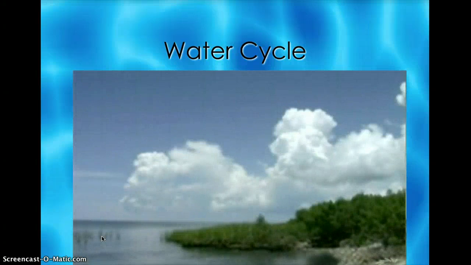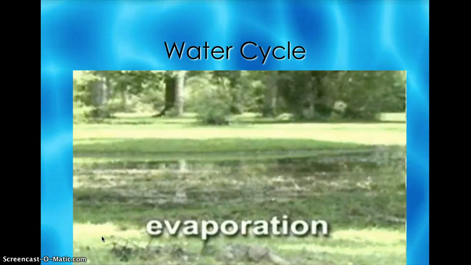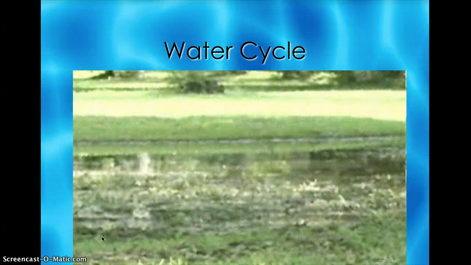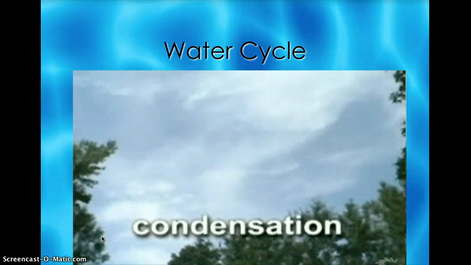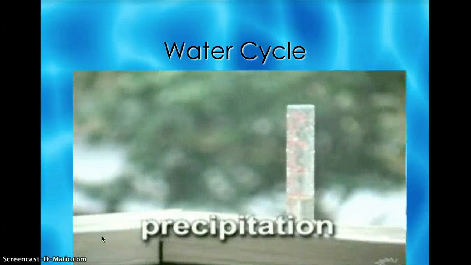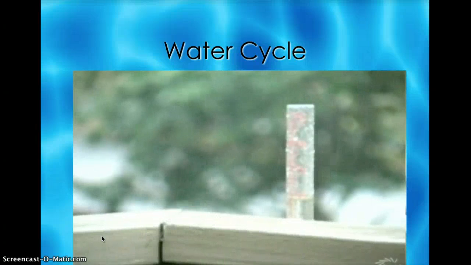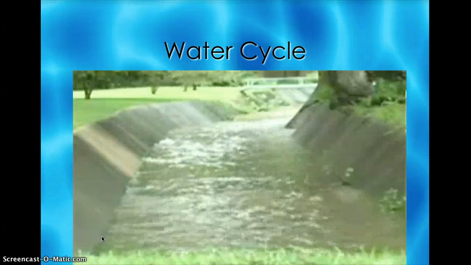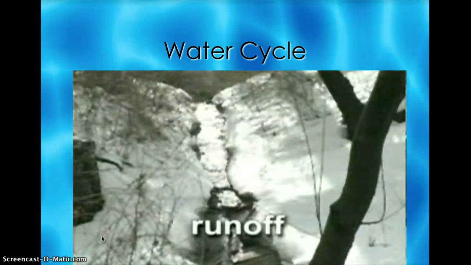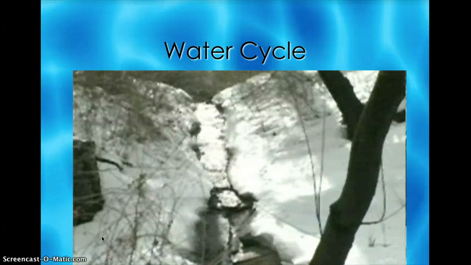The water cycle has three main parts. Evaporation is when water turns into invisible water vapor and rises into the air. Condensation is when water vapor forms clouds, dew, or frost. And precipitation is when water falls from clouds as rain, snow, sleet, or hail. There's also a fourth part to the water cycle. It's called runoff, and that's when water runs downhill to flow into streams, lakes, or oceans.